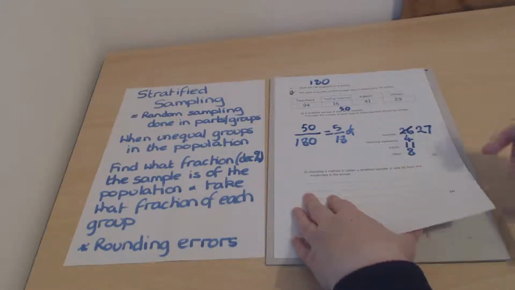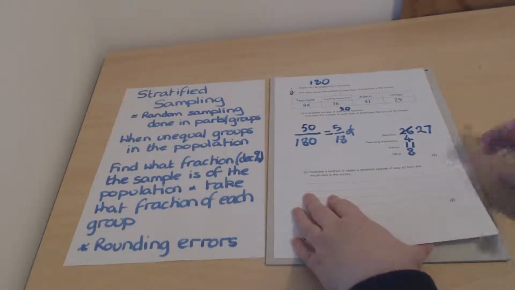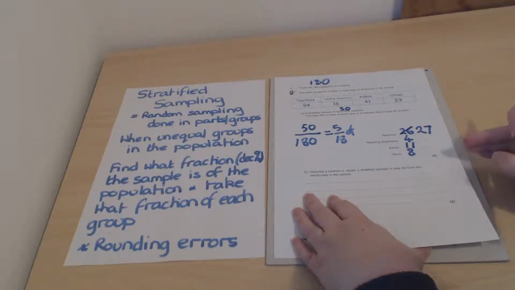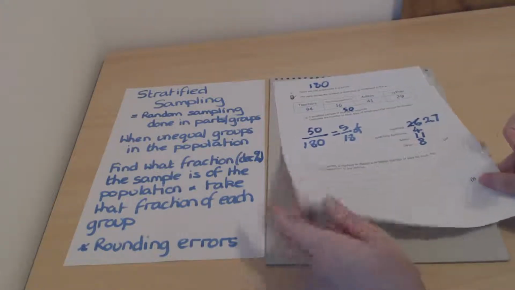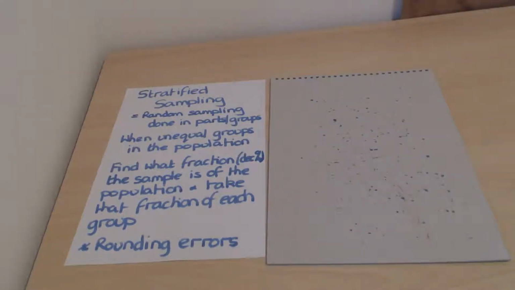At the bottom it goes on to describe a method how to obtain the actual stratified sample. So to do that you could use random sampling within each group to get the right numbers.